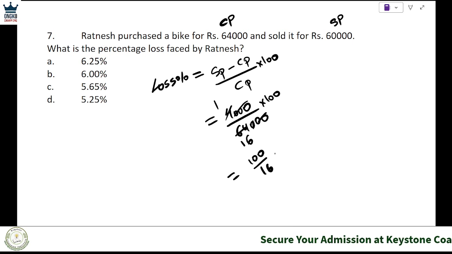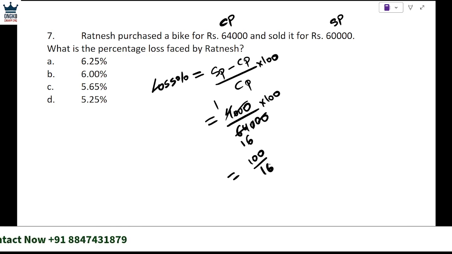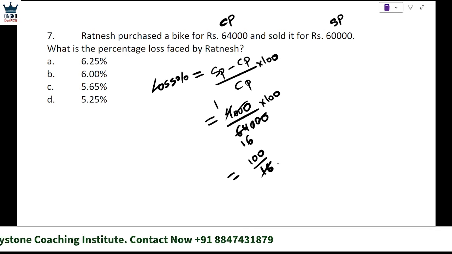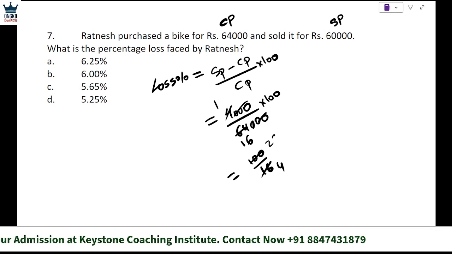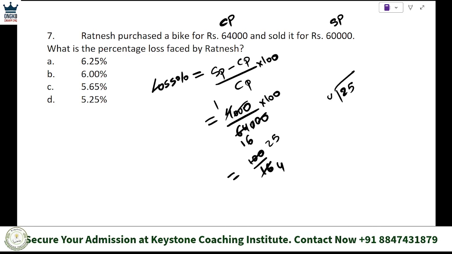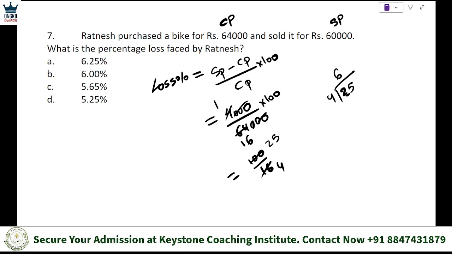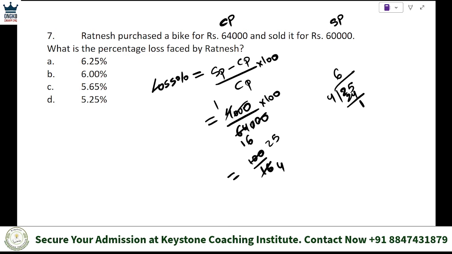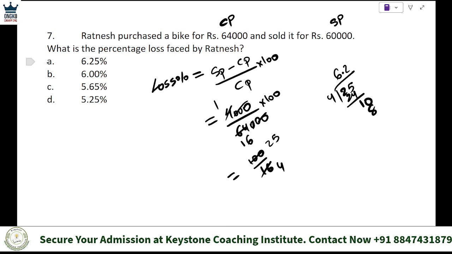Now you can cancel this one also, right? You can cancel by 4, so 4 times 25 is 100. So 25 divided by 4 will give us 6 times 4 is 24, remainder 1, then point, 0. 2 times 4 is 8. So 6.2 and then 6.25.